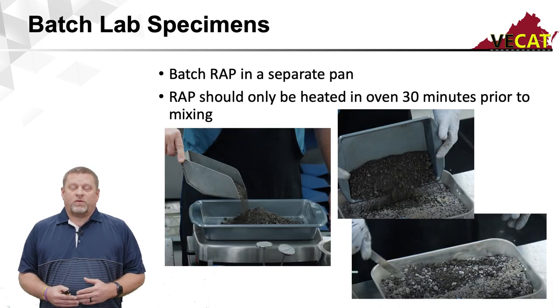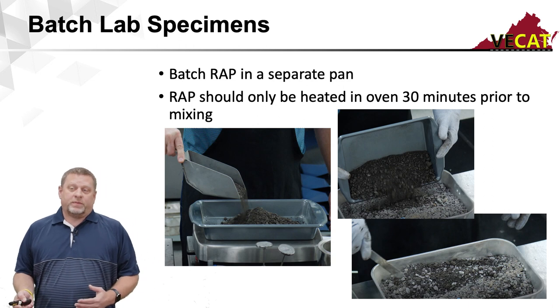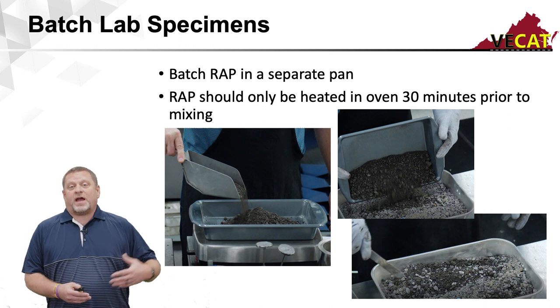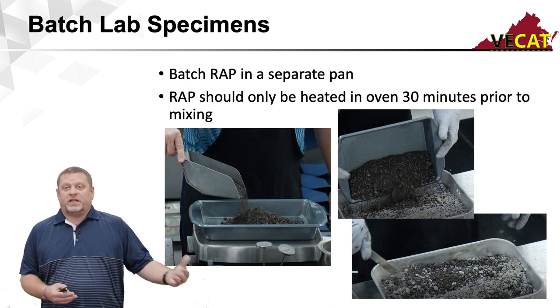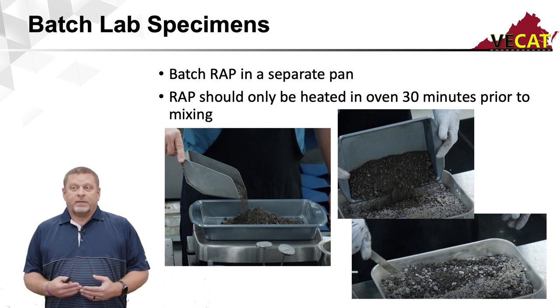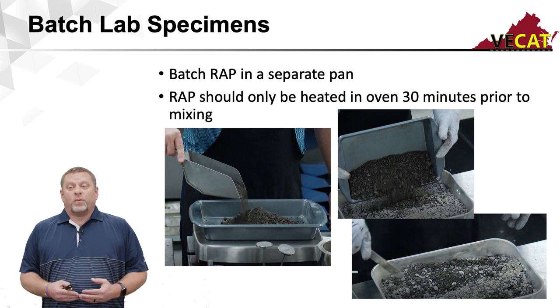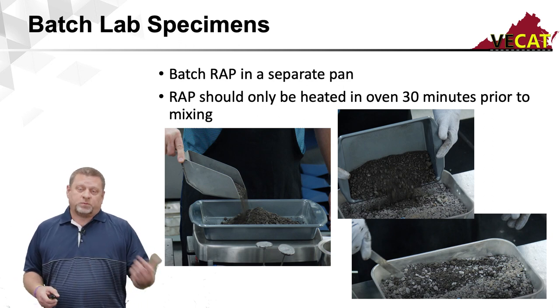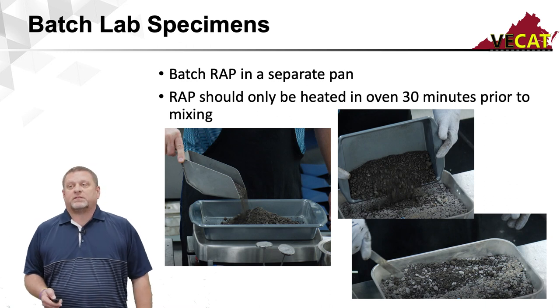We always, just as we've always done with volumetrics, whether it be a BMD specimen or not, want to keep the RAP separate. Why do we keep it separate? Because the aggregate's going to be in the oven for hours heating up. We can't put the RAP in for that long. We want to limit it, based on VDOT specifications, to 30 minutes. So when we add that RAP, it's good to stir it into that hot aggregate and then put the whole specimen back in the oven for 30 minutes.